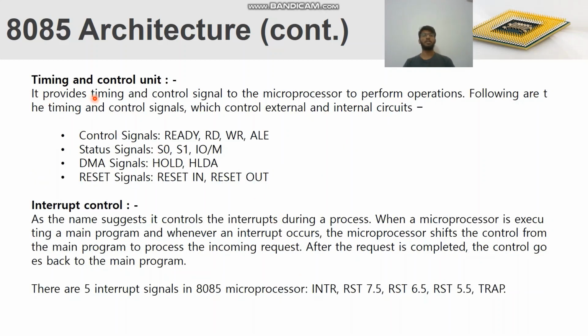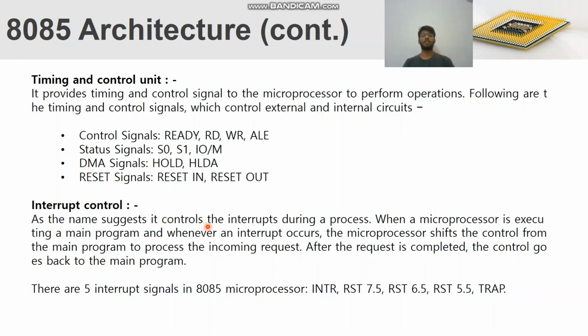Next is timing and control unit. It provides the timing and control signals to the microprocessor to perform operations. Following are the timing and control signals, which control the external and internal circuits: control signals, status signals, DMA signals, and reset signals.